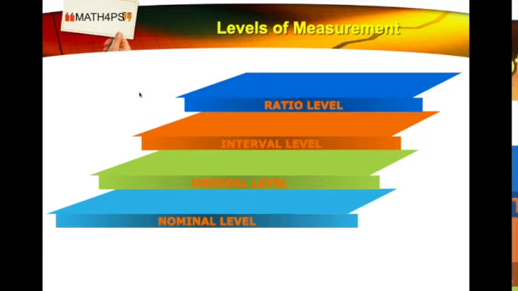So there are four levels of measurement. The lowest level is the nominal level, and the highest level is the ratio level. Now, what are the variables that are measured in the nominal level? The variables measured in the nominal level are variables whose values can be assigned into different categories, where the values are not ranked or ordered, and the categories assigned to it are mutually exclusive.